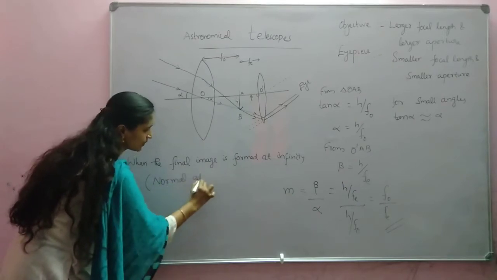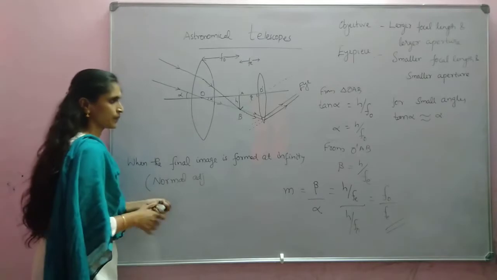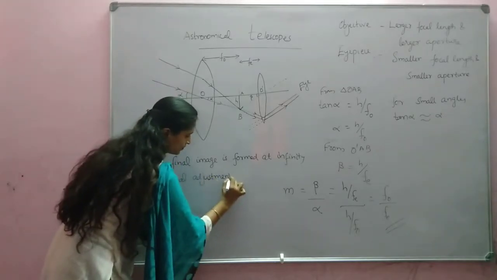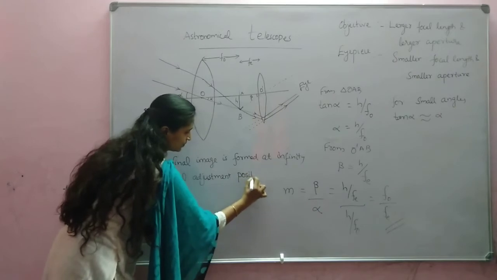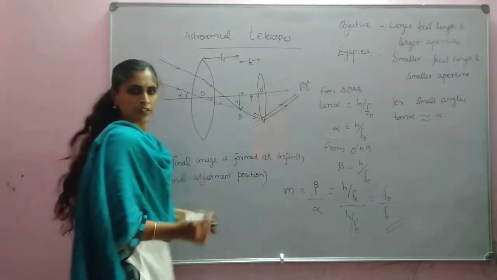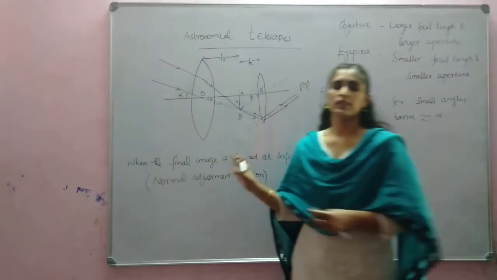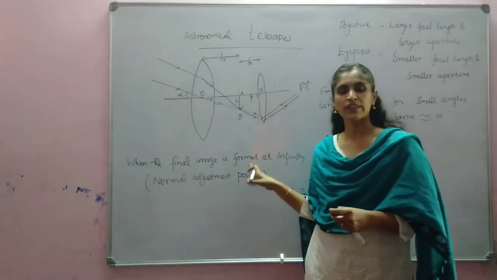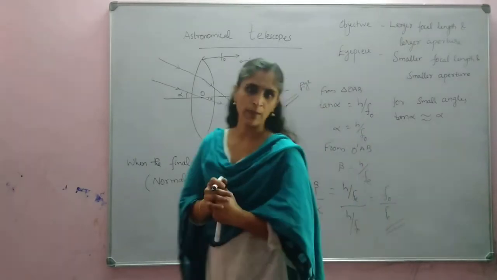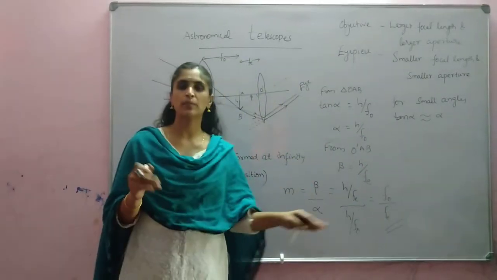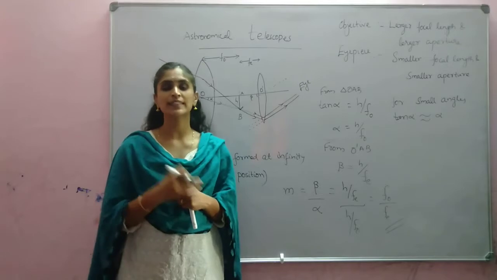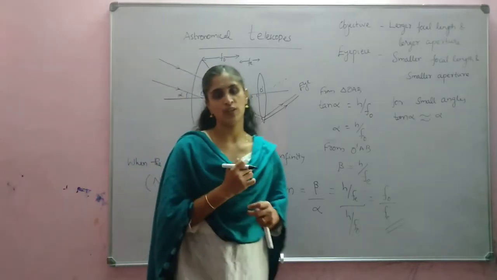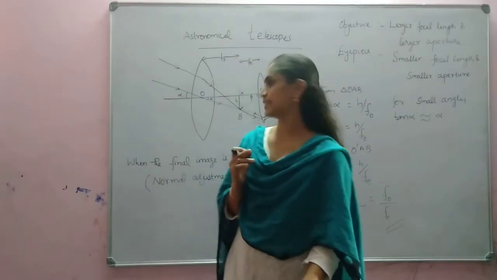Normal adjustment position. Okay. So in the question they will specify, draw the diagram for normal adjustment position, or they may give the condition, or they may specify when the final image is formed at infinity. Okay. So this is the case, and magnifying power is given by Fo by Fe. And now we will discuss the next case, when the final image is formed at least distance of distinct vision.